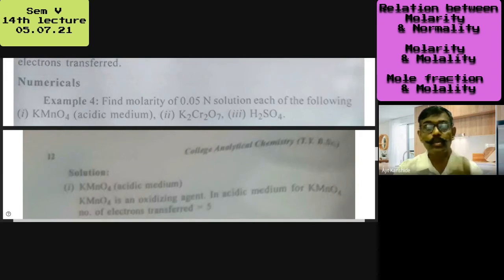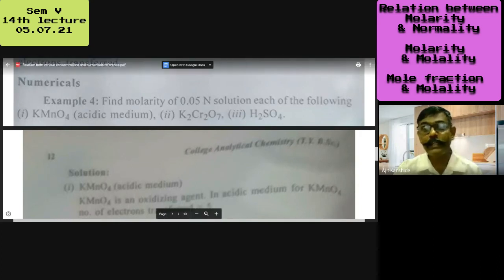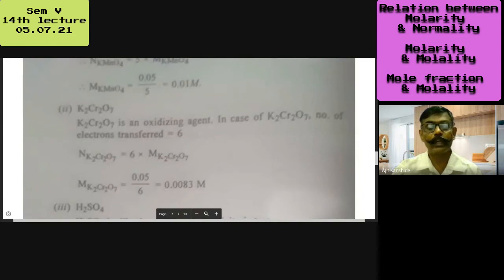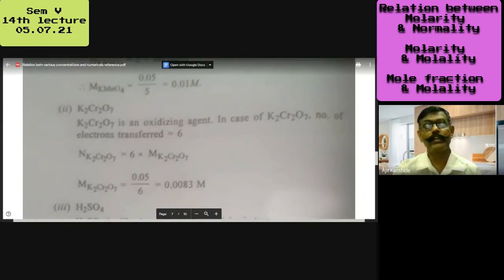So 2 chromiums will take 6 electrons. Therefore, here the number was 6. Molarity of potassium dichromate is equal to its normality divided by 6. And accordingly, you got the answer.